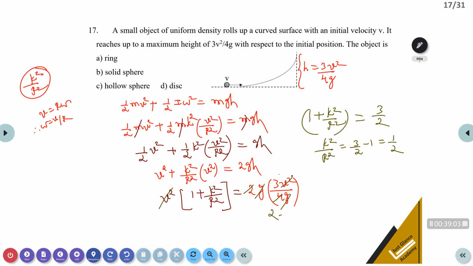1 by 2 is there for which one? Disk. For disk. It must be a disk here, because we got k square divided by R square equal to 1 by 2. It is possible for disk or solid cylinder. Of course, the question has given the disk. So this is the right choice.